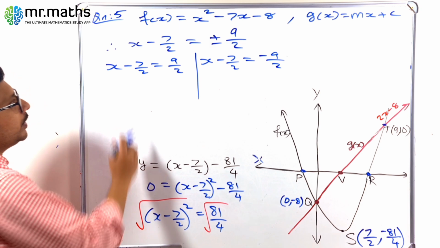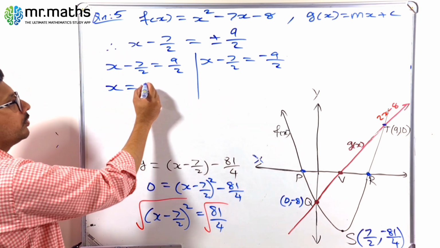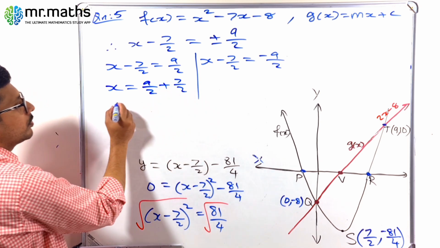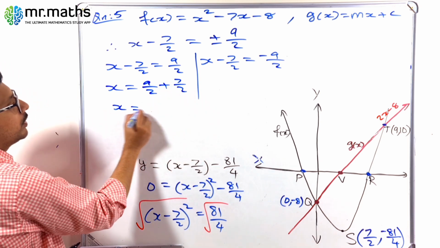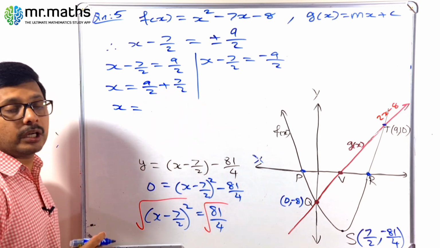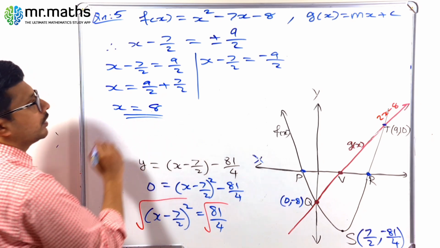Okay, so from here what is x? Take this one to the other side, so it is 9 over 2 plus 7 over 2. So check in your calculator, what is the answer? 9 plus 7, you can check in your calculator. Okay, 16 over 2 is 8. So x is equal to 8.